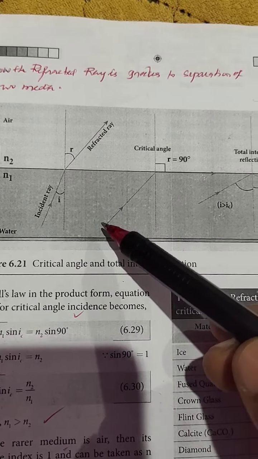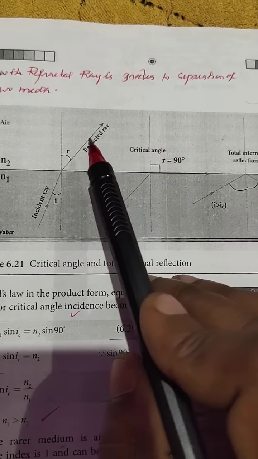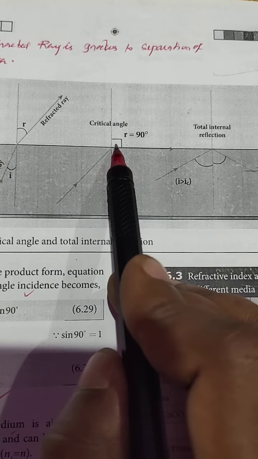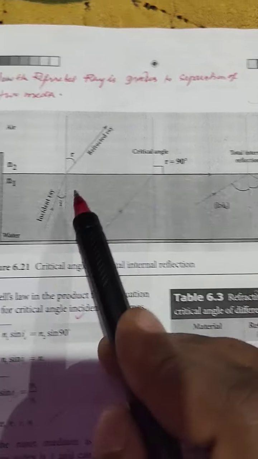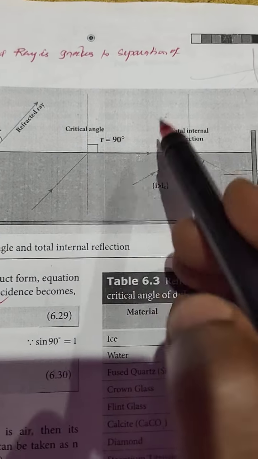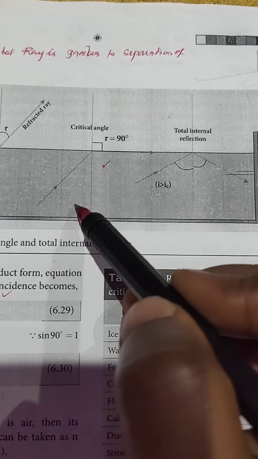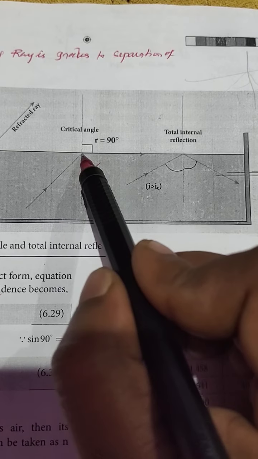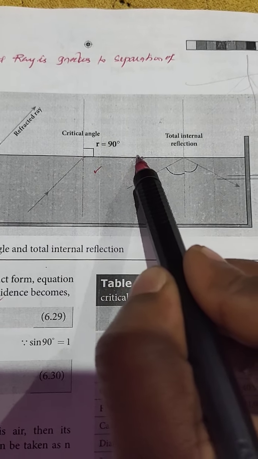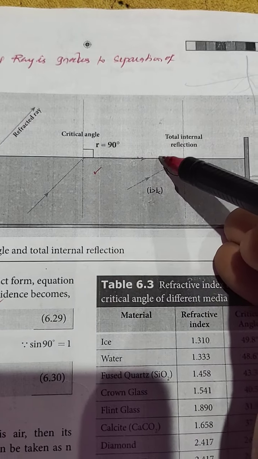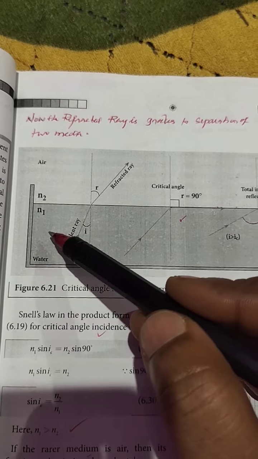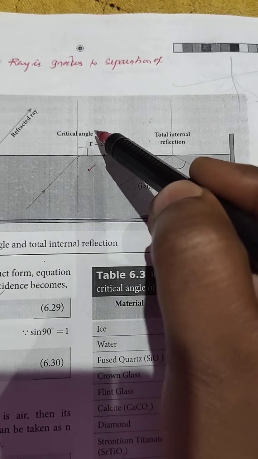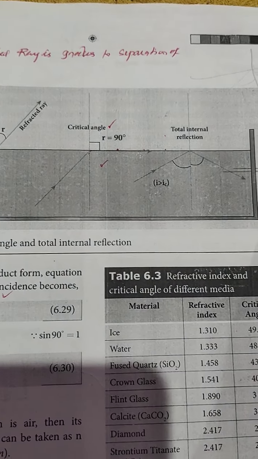When we increase the angle of incidence, the refracted ray moves closer to the boundary line between n1 and n2. This angle of incidence in the denser medium, for which the refracted ray grazes over the boundary, is the critical angle. Here the incident ray and this refracted ray graze over the boundary, which is the boundary line of the two media, water and air. So the refracted ray crosses over the boundary line. This is called the critical angle.